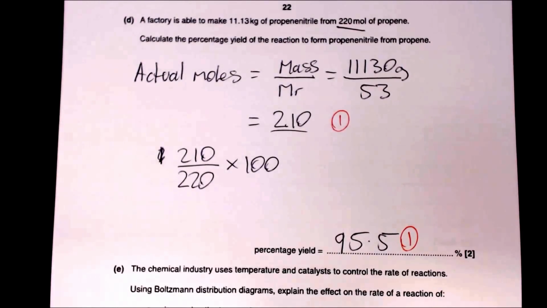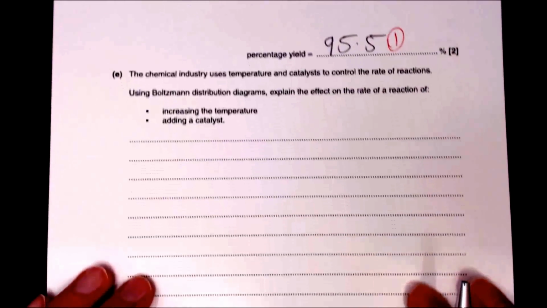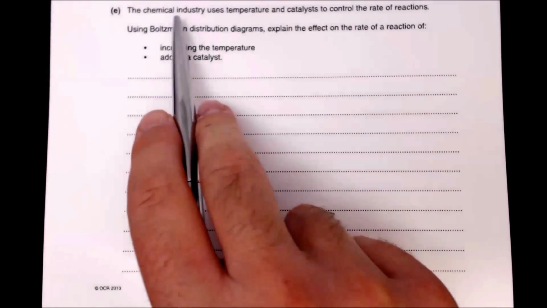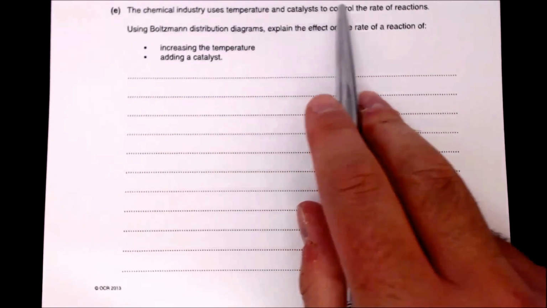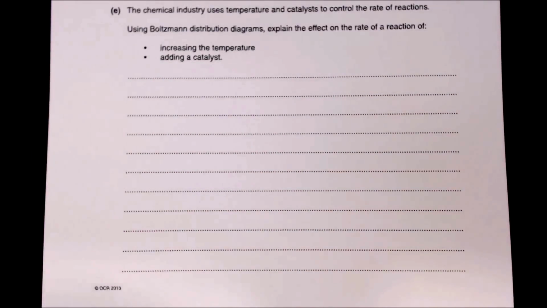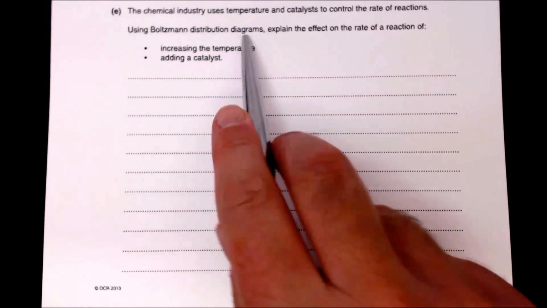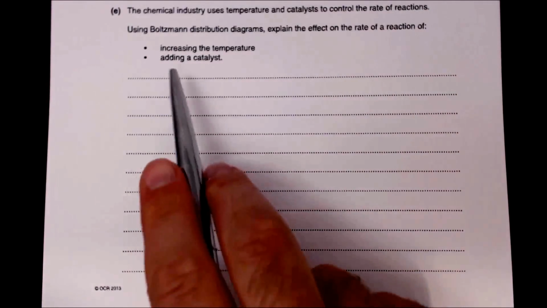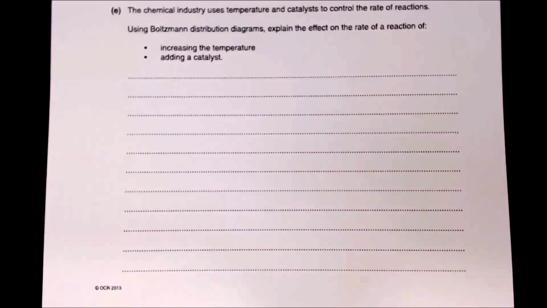Okay, right, and then finally on to the last question, which is E, and it says the chemical industry uses temperature and catalyst to control the rate of reactions using Boltzmann distribution diagrams. Explain the effect on the rate of a reaction of increasing the temperature and adding a catalyst. So we've got to use Boltzmann distribution graphs.